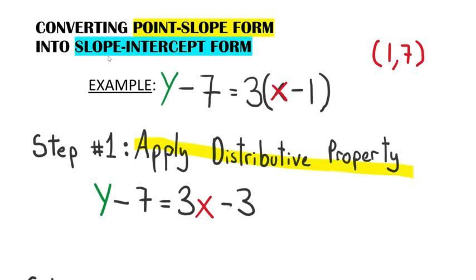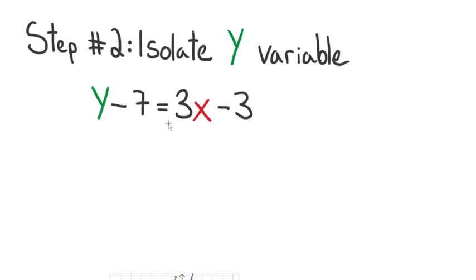Now let's move on to step 2. In step 2, we need to isolate the y variable. Notice that at the moment we have y minus 7. We don't want that. What we want is y equals, slope-intercept form. So if we need y equals, we're going to need to balance the equation. So if we add 7 and add 7, we should result in slope-intercept form. Y equals 3x plus 4.